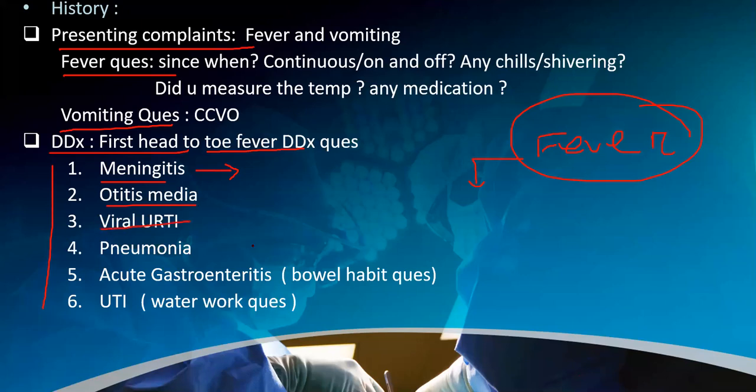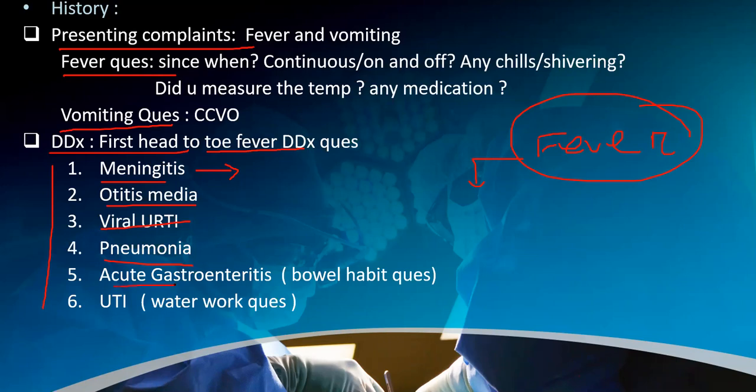Viral RTI, you can ask. For upper respiratory tract infection, we ask any runny nose, sneezing, any itching of the eyes. Have you noticed or not? Mainly runny nose is very important to rule out viral RTI. For now, see that we are going from head to toe. We started with the head, then the ear, then the whole upper respiratory tract infection, now the lower respiratory tract, which is pneumonia. So any cough, any shortness of breath.